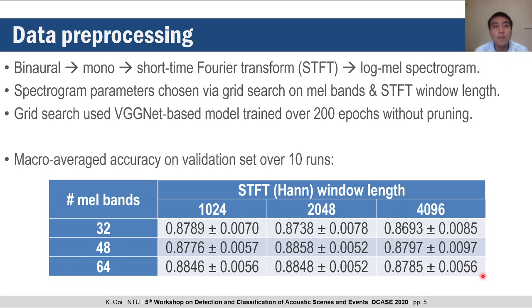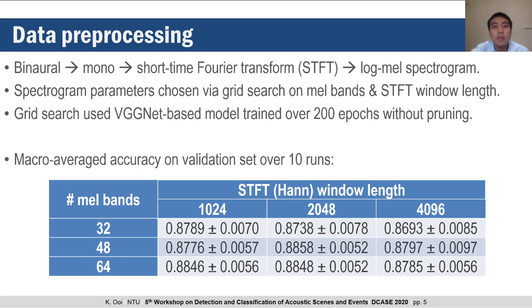To choose the spectrogram parameters, we performed a grid search over the number of MEL bands as well as the STFT window length. For the grid search, we used a VGGNet based model, the architecture of which I will show later, which was trained over 200 epochs and without any pruning whatsoever. The results are in the table at the bottom of the slide here, and we used a 50% overlap between successive windows for the STFT as well.